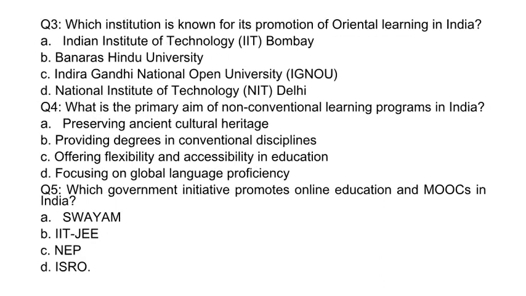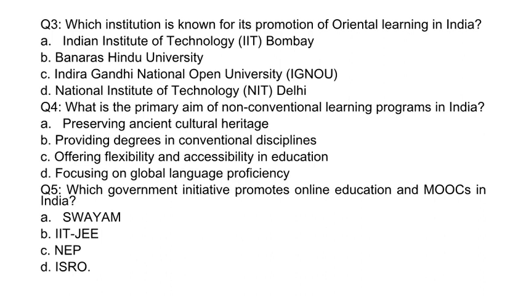Question 3 is, which institution is known for its promotion of Oriental learning in India? A. Indian Institute of Technology, IIT, Bombay. B. Banaras Hindu University. C. Indira Gandhi National Open University, IGNOU. D. National Institute of Technology, NIT, Delhi. Correct answer is B. Banaras Hindu University.